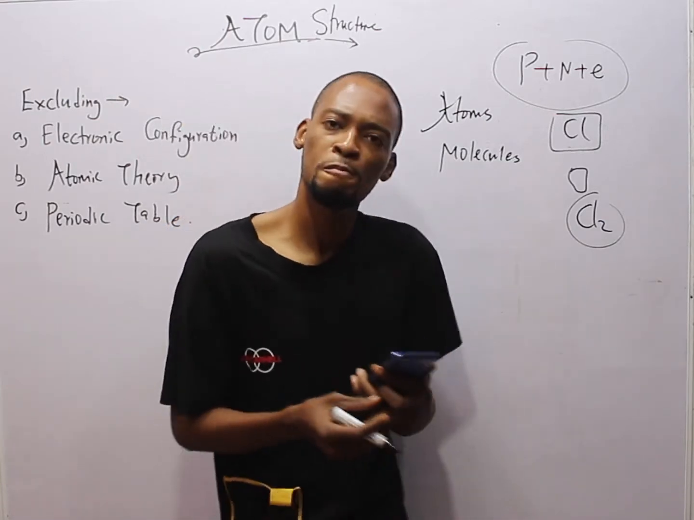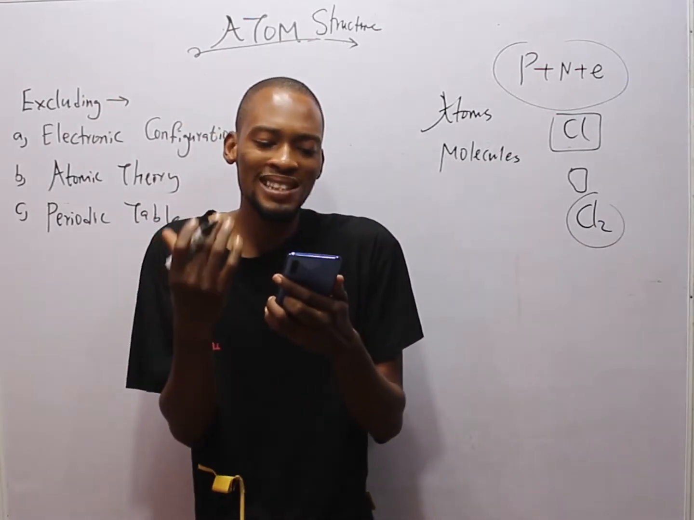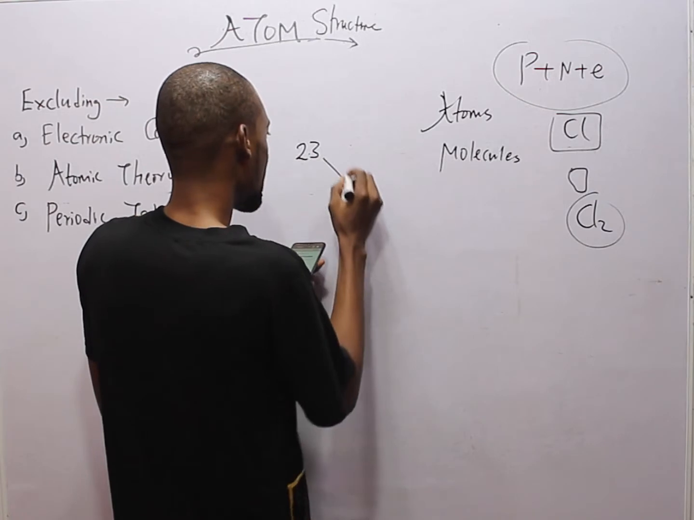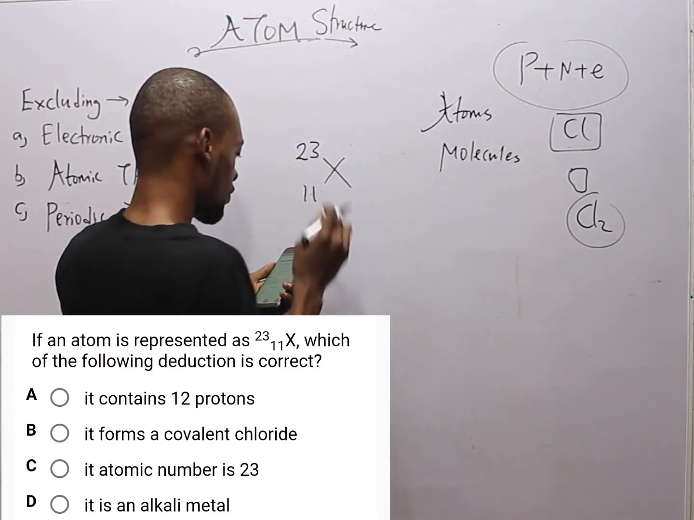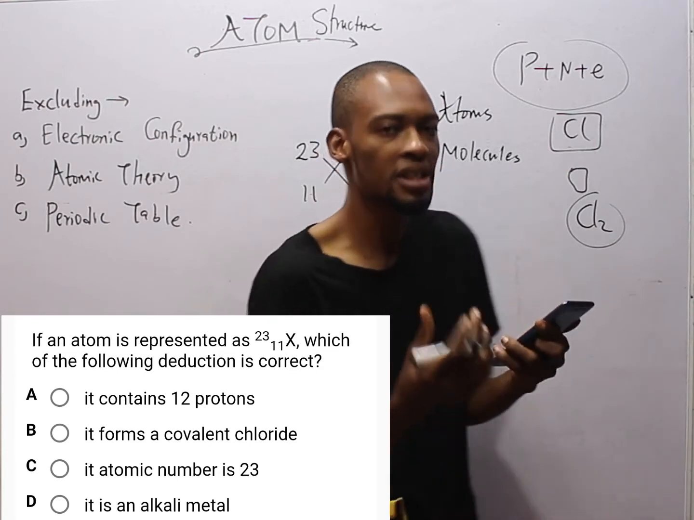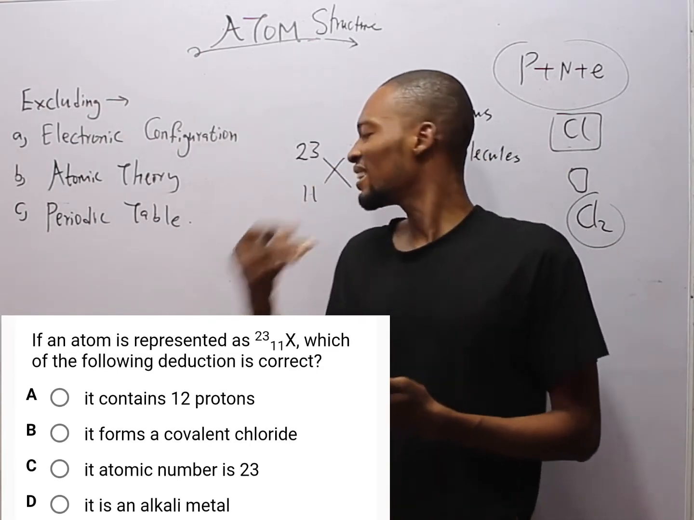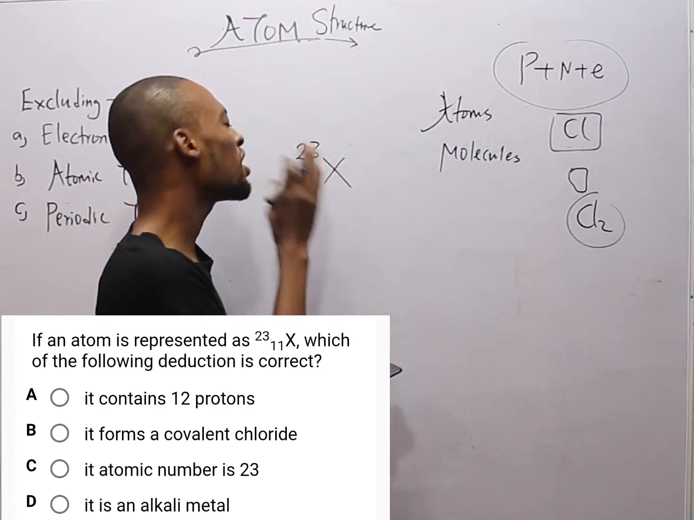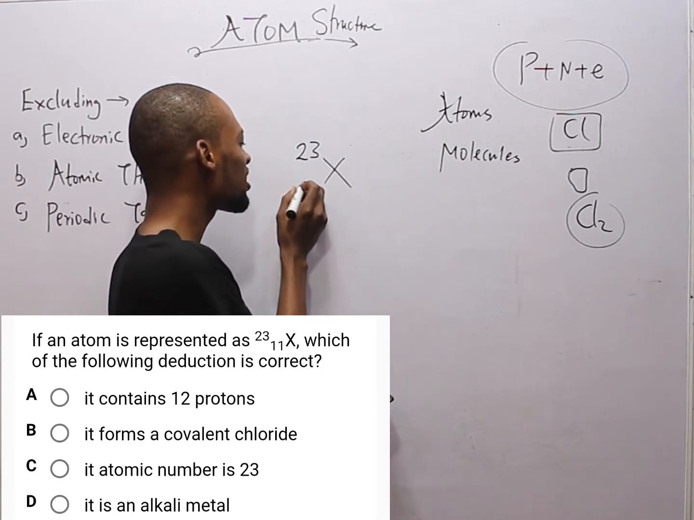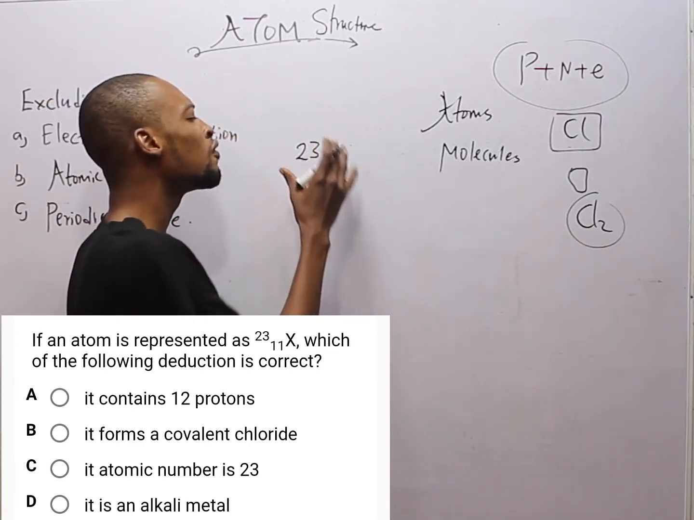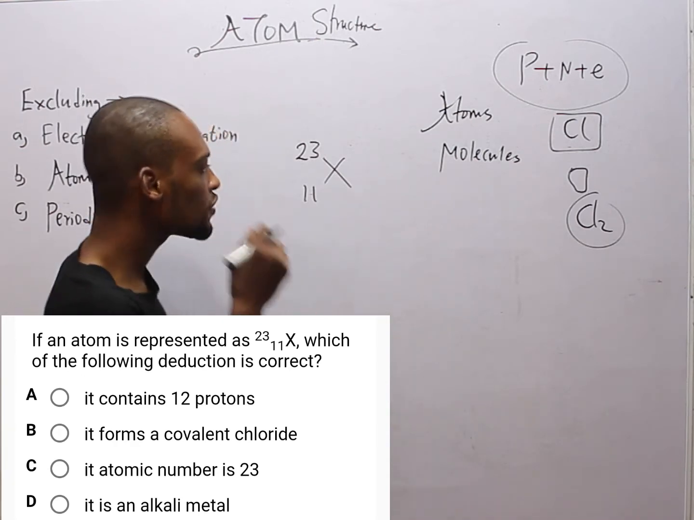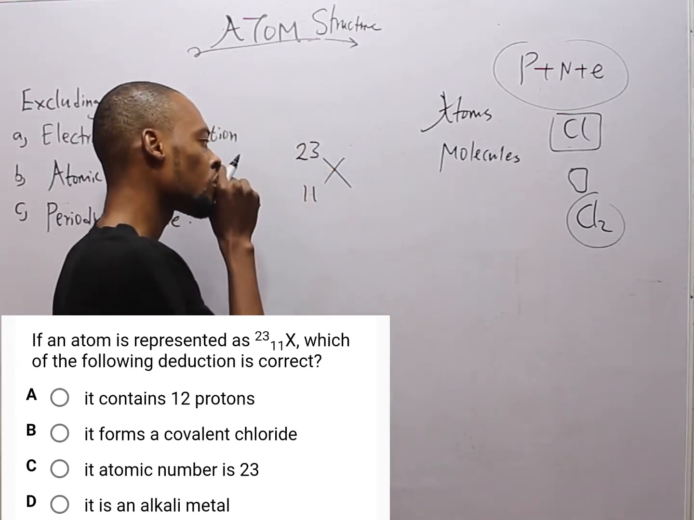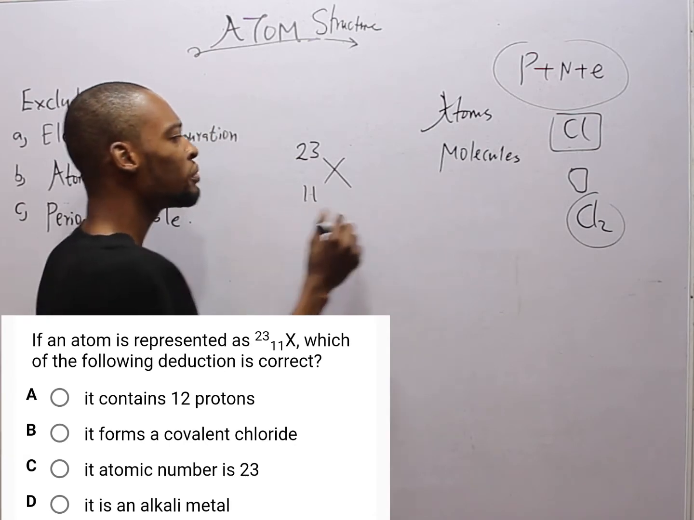Now look at this question. If an atom is represented as 23 S 11, which of the following is correct? Before then, let us analyze this atom. An atom S, when you are given an atom, the number that is written under, what is it? The number above, what is this called? If you are given an atom, any value, and you have something like this, the one here is the atomic number.